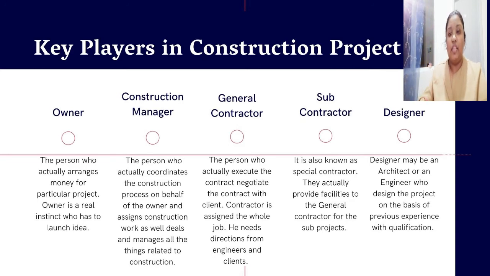So now moving to the next, the subcontractor. A subcontractor is also known as a special contractor. They provide facilities to the general contractor for the sub projects. The fifth one will be the designer. For every construction project, we definitely need someone in charge as the designer, be it an outdoor design or an exterior design. This designer may be an architect or an engineer who designs the project on the basis of previous experience with pre-qualification.